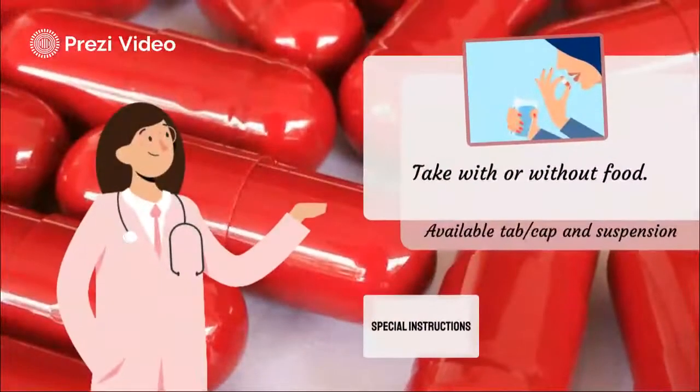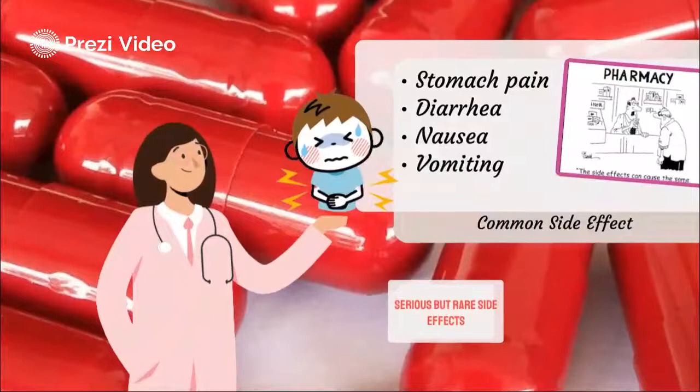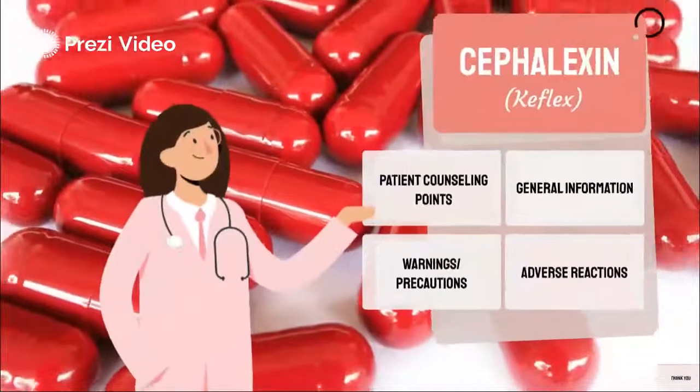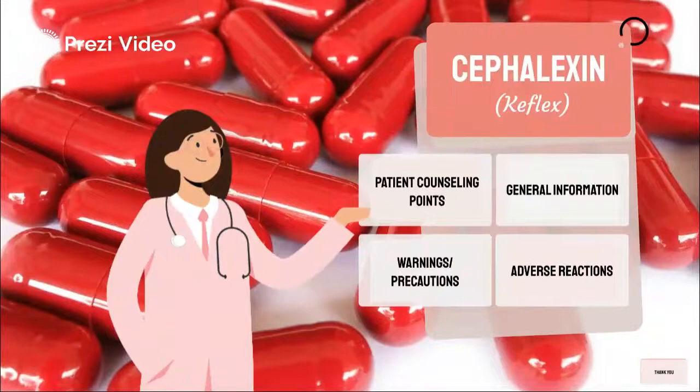Some possible side effects that you may experience with this drug include stomach pain, diarrhea, nausea, and vomiting. And then some serious but rare side effects. Definitely call your doctor at once if you start to experience any severe stomach pain, diarrhea that is watery or bloody, or any signs of allergic reactions such as hives, difficulty in breathing, swelling in your face or throat. And then we're going to go ahead and talk about some general information about cephalexin.